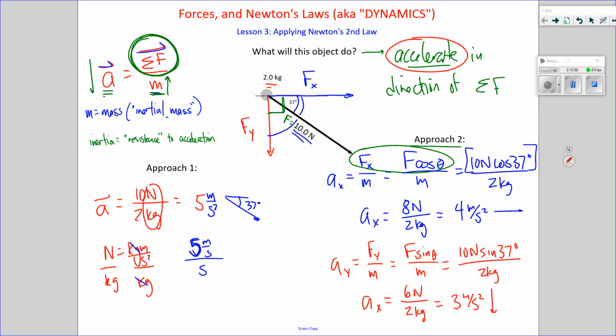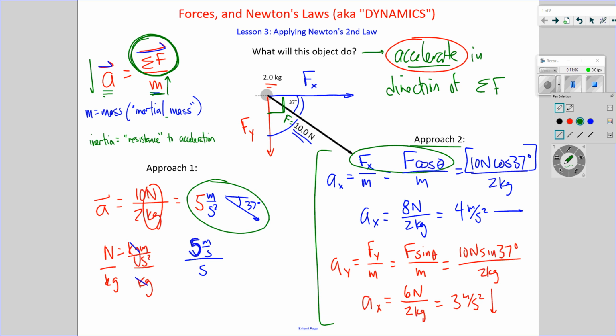Okay, so that's what this object will do. Well, it will do each of these things, which is doing this, right? Because, look, 4 meters per second and 4 meters per second and 3 meters per second are 5 meters per second at 37 degrees below that horizontal. So we've answered the question in 2 ways, which you wouldn't have to do, but I'm showing you there are 2 approaches that yield the same result.